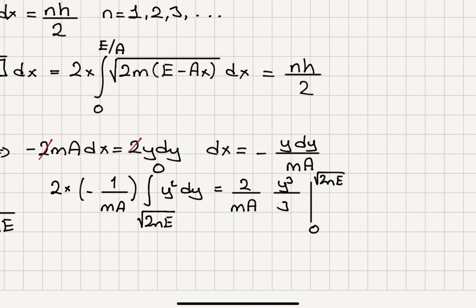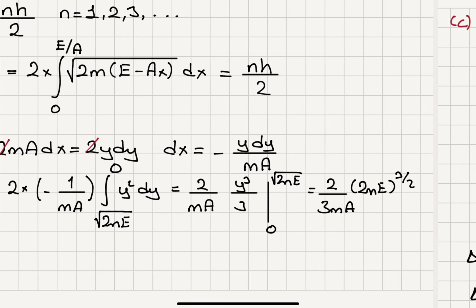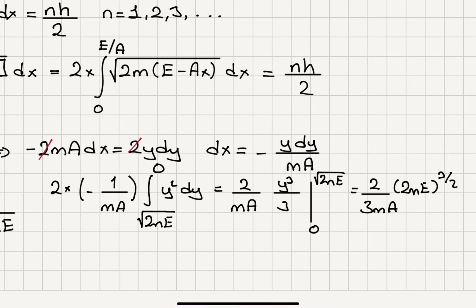And that gives me 2 over 3mA times y to the 2mE to the power 3 over 2. And this must be equal to nh over 2 according to the WKB approximation.